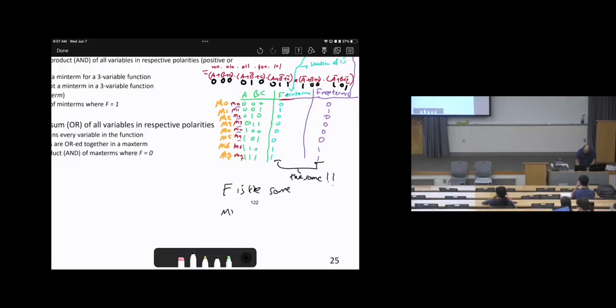So as a result, we will realize that f as min terms is equivalent to f as max terms. You can use one of them. You don't need to use both. Okay? Clear?